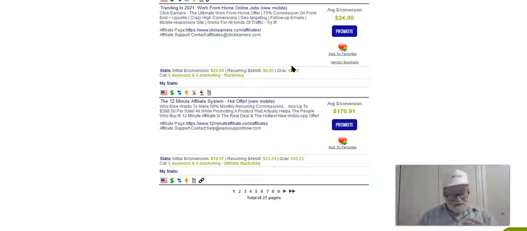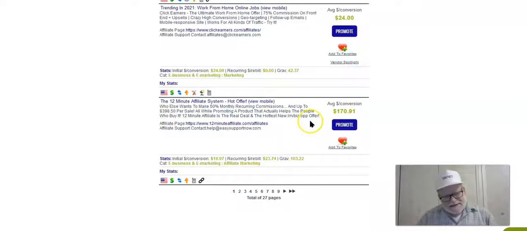So if you see no affiliates making sales, then you know this product is going to bomb on you because nobody's selling it. But if you see a moderate or a high gravity, then you know that people are actually selling the product. It is a saleable product, and there's a market that's buying the product. So let's take a look at some of these gravities here.